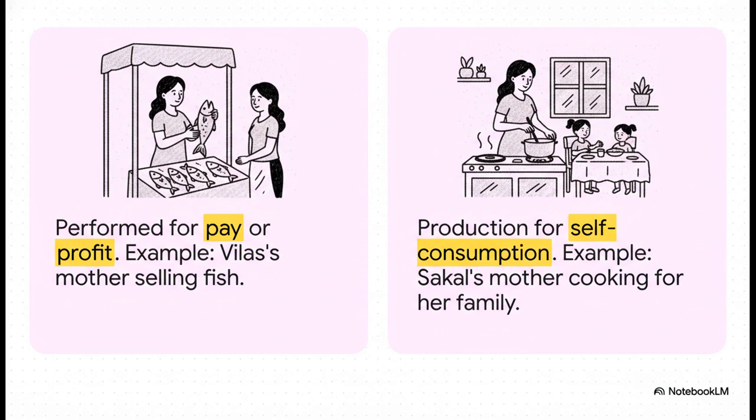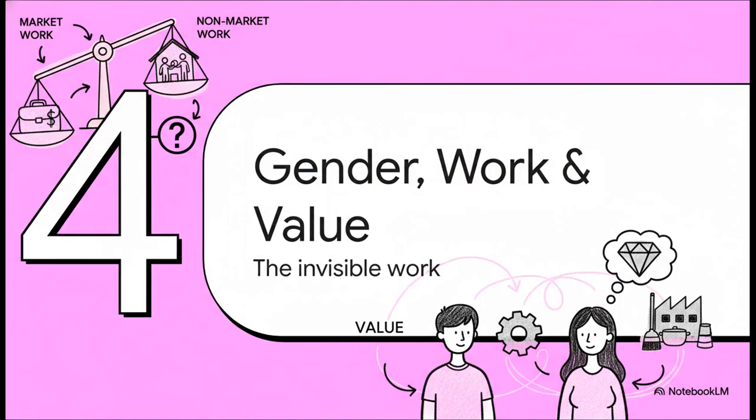On the right, we have non-market activities. This is production for our own use, for self-consumption. When Sakal's mother cooked food for her family, she wasn't paid for it. It was for the family to eat. That is a non-market activity. Now, this idea of market and non-market work leads us to a very, very important topic. It helps us understand how work has often been divided in society, especially between men and women, and it makes us think about how we value different types of work.